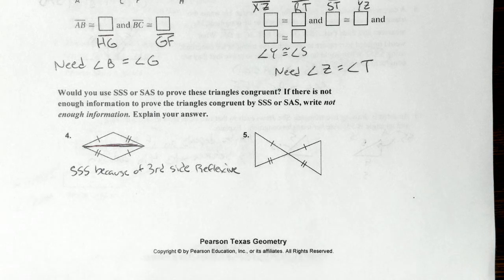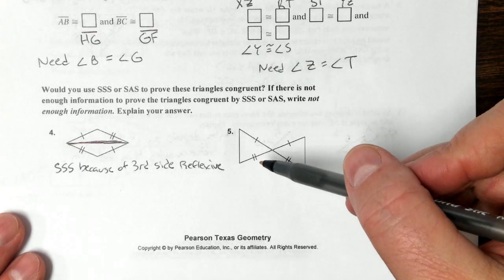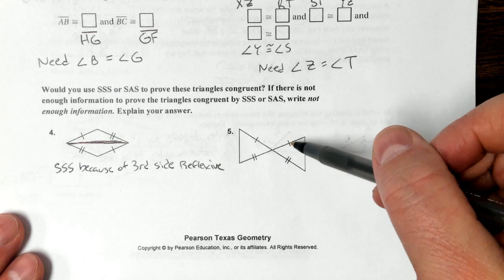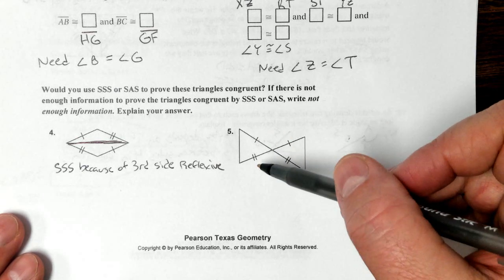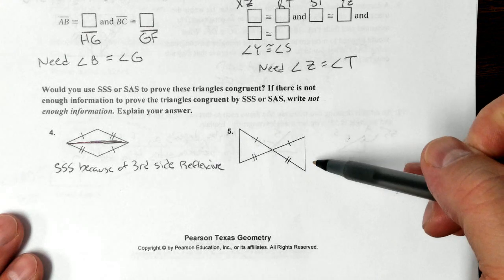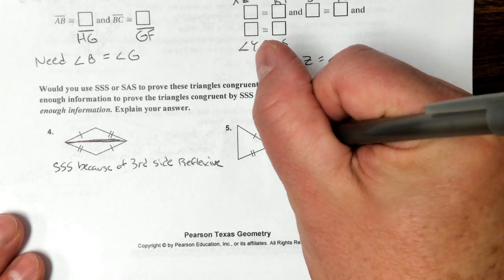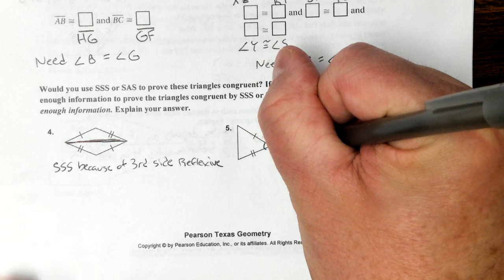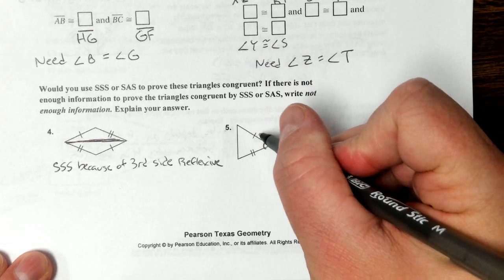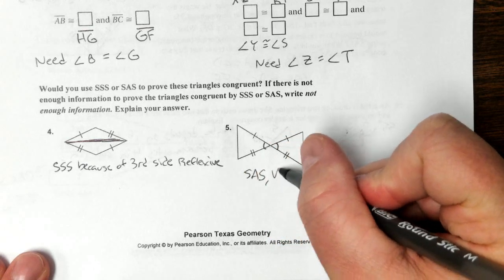Third side reflexive. Okay, and then for this one, we've got a side there which corresponds to that one for a change, and this one to this one. We don't have a third side already listed, and we do have vertical angles automatically. So this would be your side angle side, and because of the vertical angles.